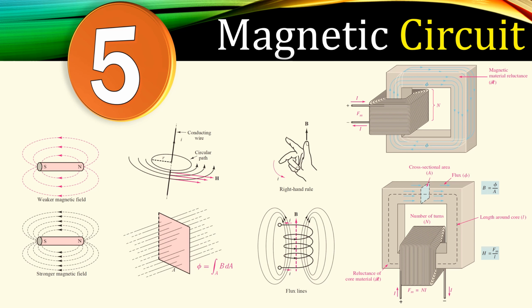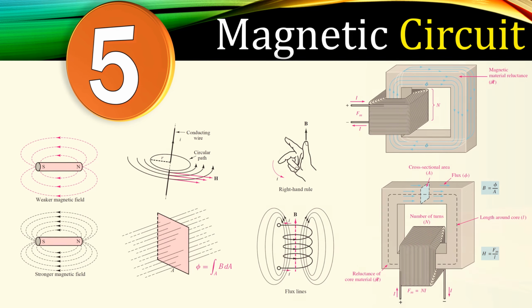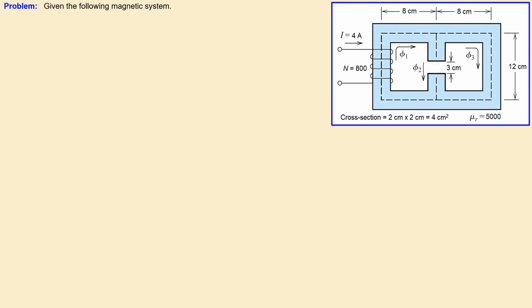This is our example number 5. In the example I will again discuss step by step another example using a magnetic circuit. So let's look at our example. We have the following problem.